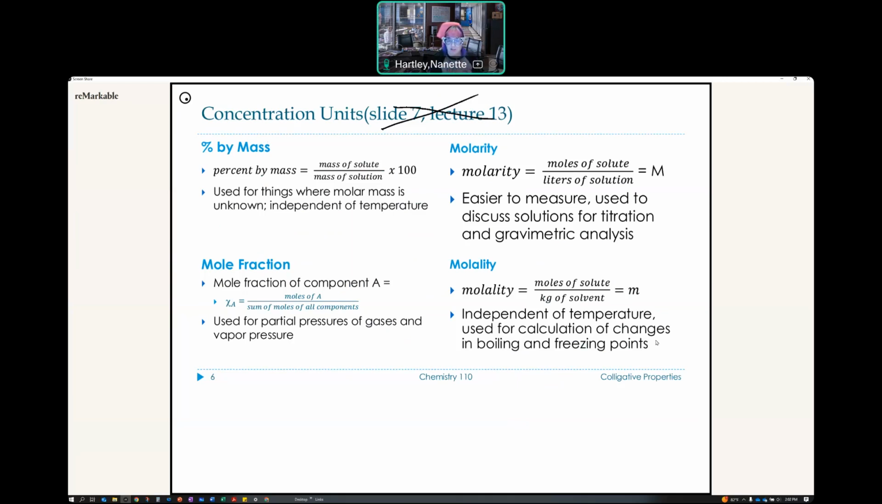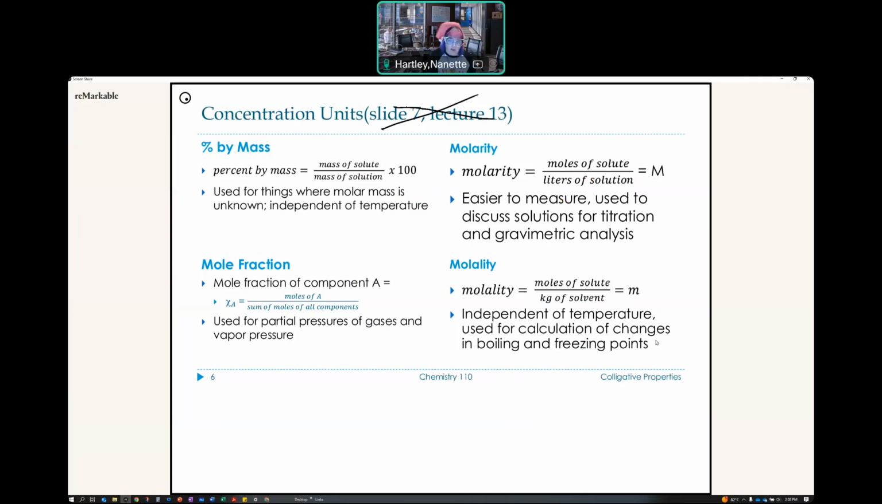Okay, same definition. We can talk about the molarity, which is the moles of the solute per liters of solution. We just talked about this, and that's equal to big M. It is easier to measure, used to discuss solutions for titration and gravimetric analysis. This is typically what we're going to be talking about. We're talking about stuff in the laboratory. This is the most common unit that we use in the laboratory, grams and molarity. Those are our lab units.